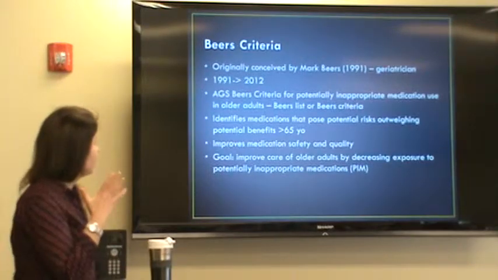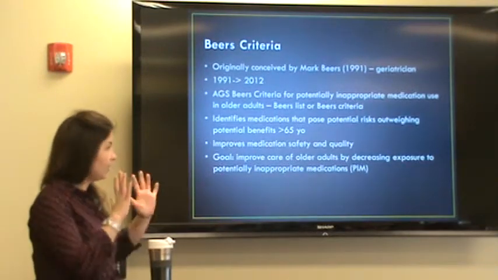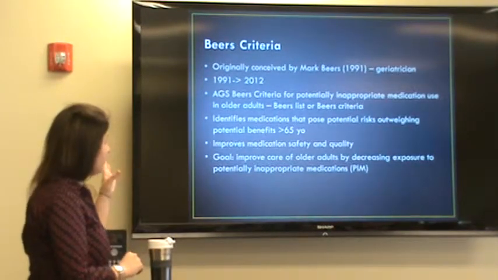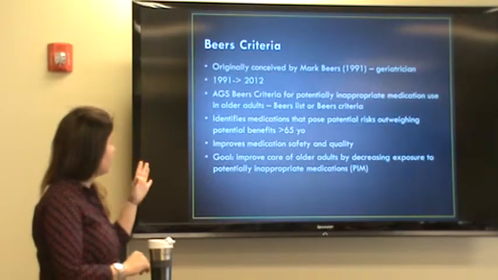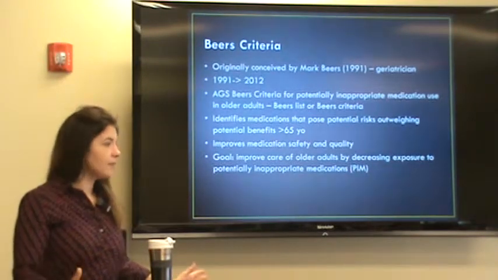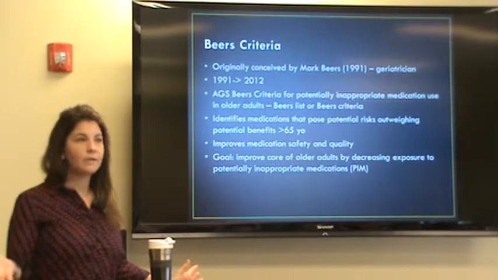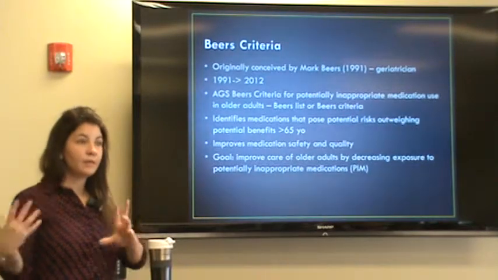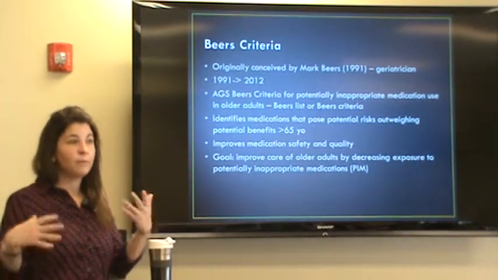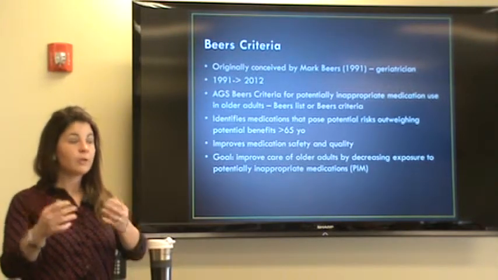So the Beers criteria was revolutionary when it happened. It happened in 1991, and it was developed by a geriatrician. And he basically said drugs aren't the same in old people. And not only that, there's a lot of drugs that aren't safe in old people. And before that, it was like, you're a person, here's a drug.